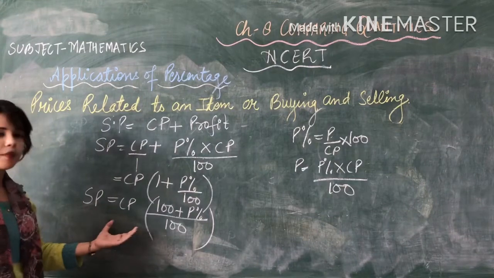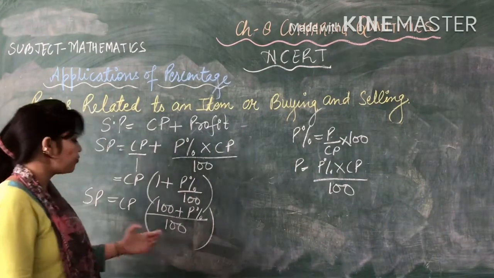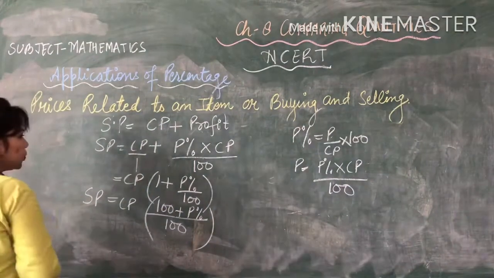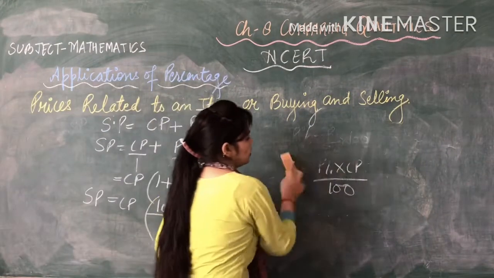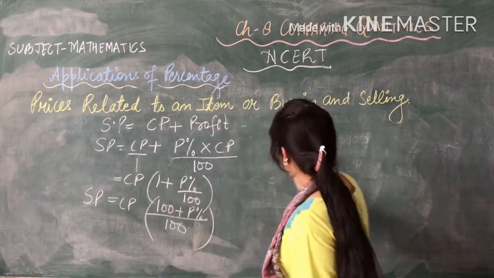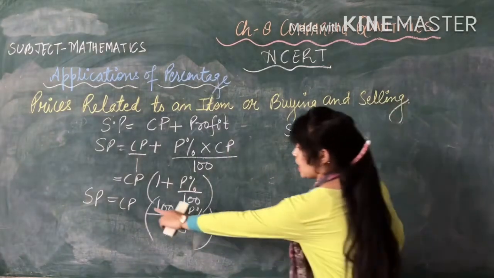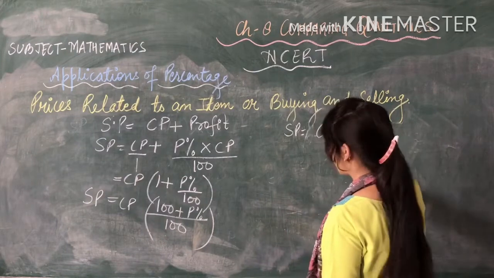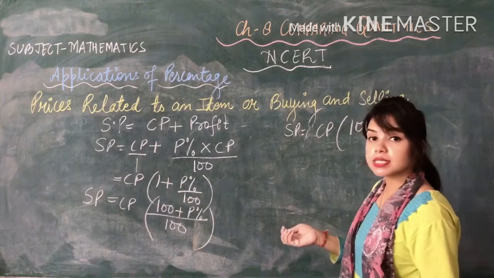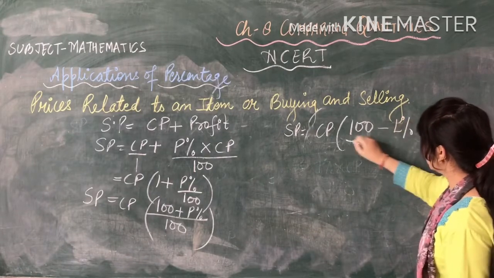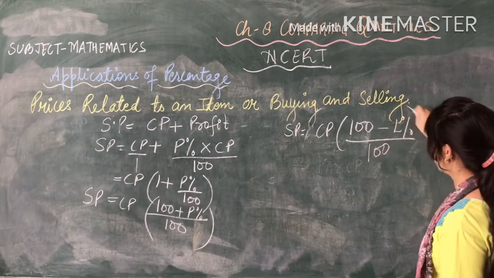Now the same formula you can use if, in place of profit percent, loss percent is given to you. How will you do that? I'll show you. To calculate the selling price when loss percent is given, we will write CP upon 100. Now loss means minus, so we will put 100 minus loss percent.